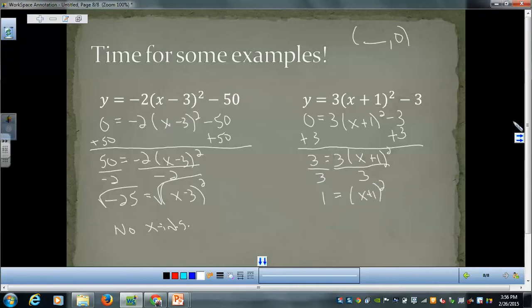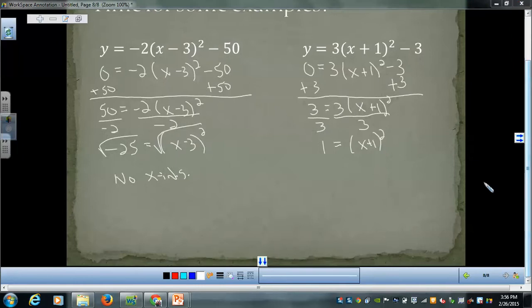Now here is where you have to be really good. So now we have a positive number. I can take the square root of that positive number. Now what we know is that there are two solutions. I'm going to have 1 and -1. Now that's going to be equal to whatever is inside of our parentheses. So x plus 1 and x plus 1 here.